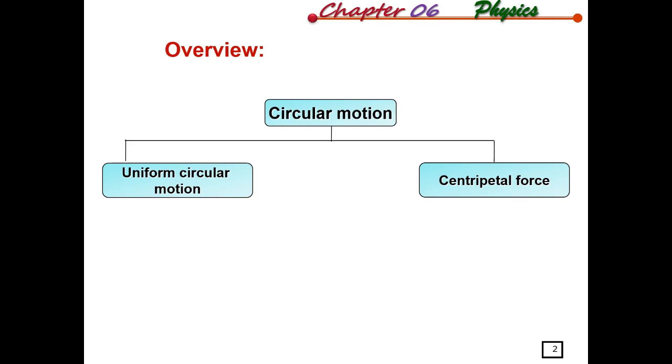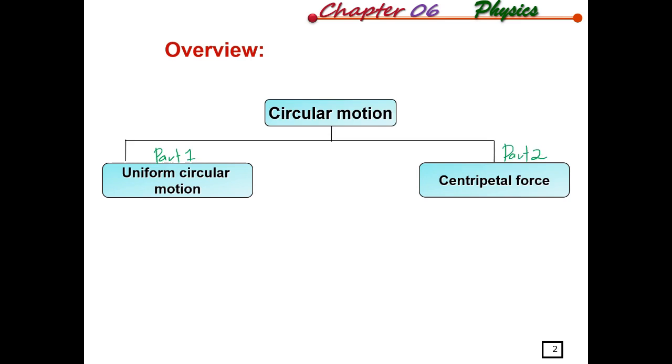So this is the first part in chapter 6 that we will discuss. This is part 1, and this is part 2. Part 1 is uniform circular motion.